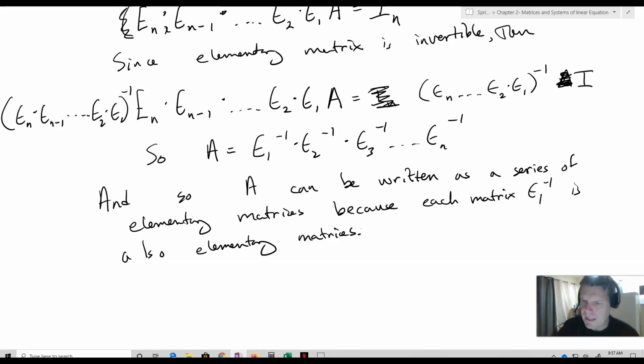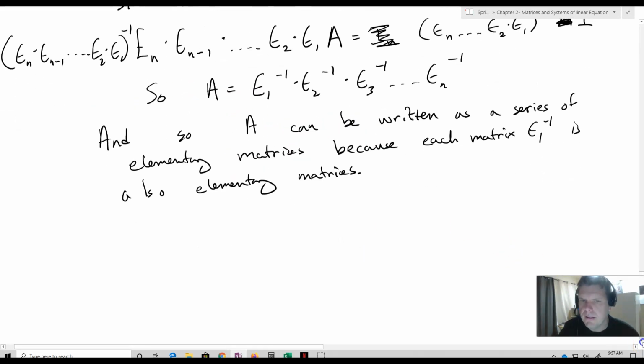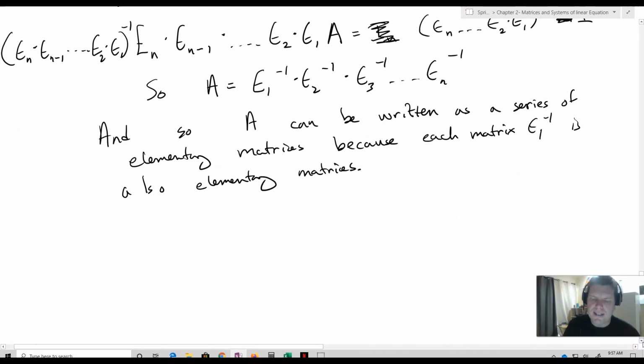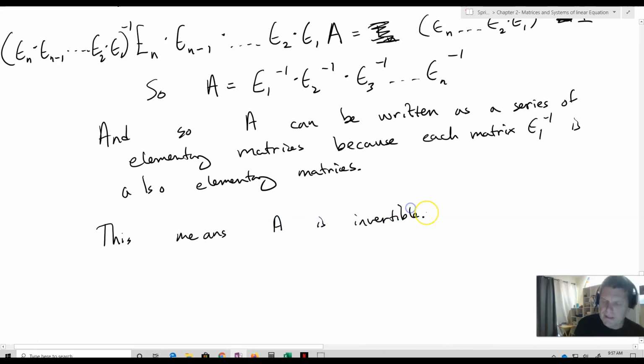Now, what does that mean? Well, if A can be written as a series of elementary matrices, earlier on we showed that means A is invertible. So thus, A is invertible. Yay. It's nice. Now we've actually proved a bunch of things here.